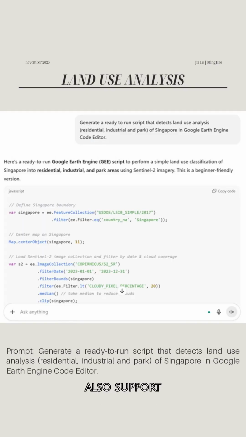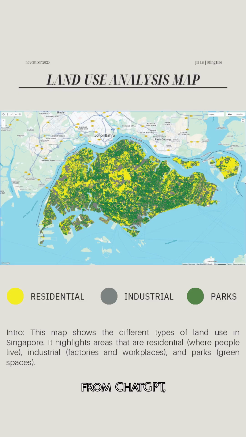Earth Engine also supports simple land use identification using spectral signatures. With AI-generated code, we can classify built-up zones, housing estates, industrial areas, and parks. I get the script from ChatGPT, paste it, and run it. The output shows color-coded land use classes. This helps with site context analysis, urban planning, and understanding neighborhood structure.